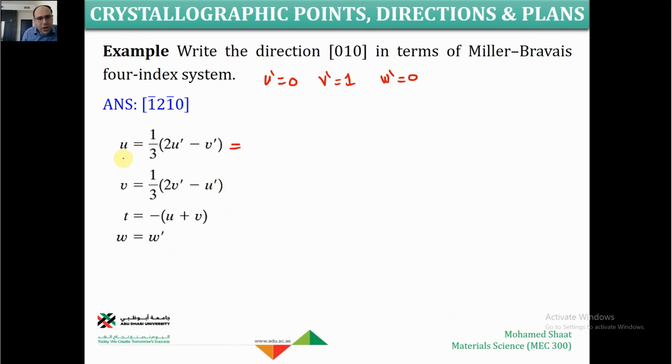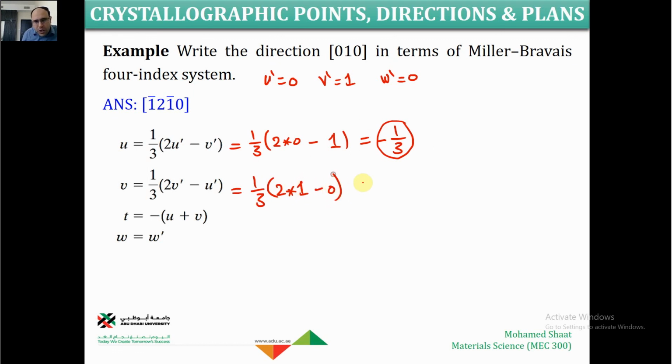So this is gonna give us U equals 1/3 times the double of U prime, which is 0, so 2 times 0, definitely 0, minus V prime, which is 1. So you're gonna end up with negative 1/3. You have to acknowledge the sign. How about V? V will be 1/3 times 2V prime, which is just 2, minus U prime, which is already 0. So this is gonna give us 2/3.